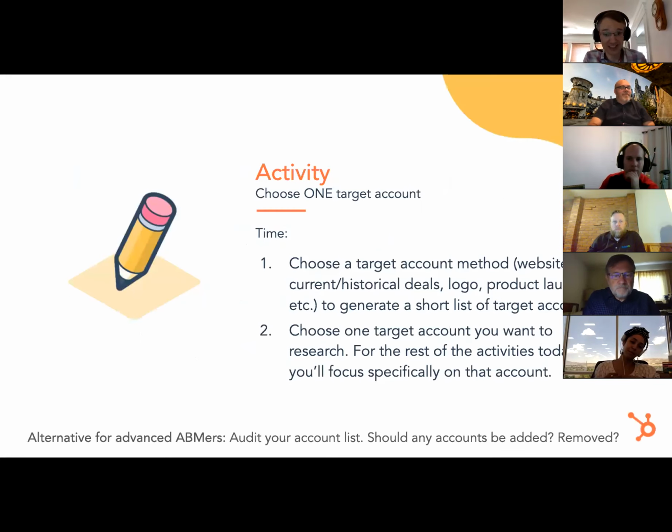So here's another activity slide. Again, if you have questions or thoughts, feel free to pop those in the chat pane. But I'm going to give you a few seconds again to think about how you would choose a target account. What method do you think will work best for you? I have them parenthetically mentioned here. And then choose one hypothetical account. You're not committing to anything right now.